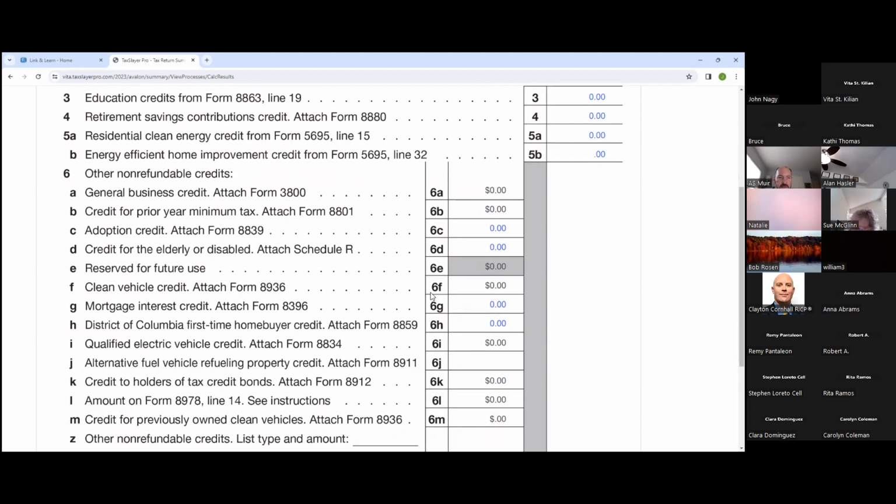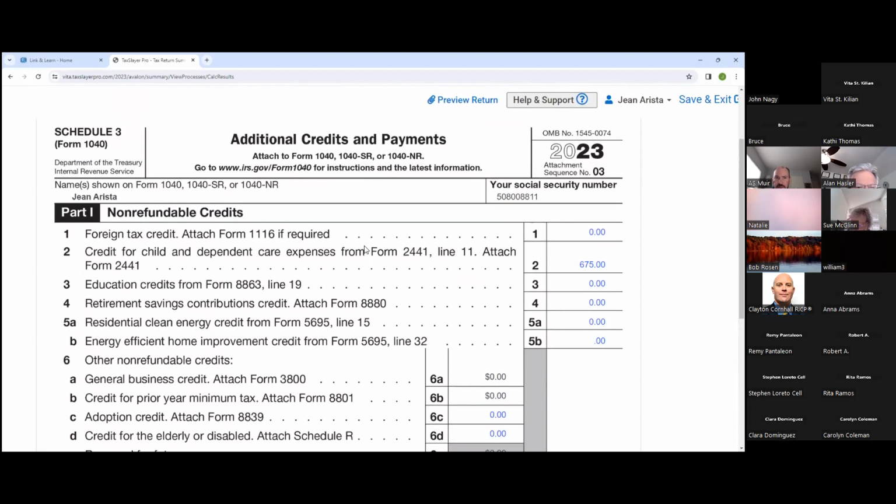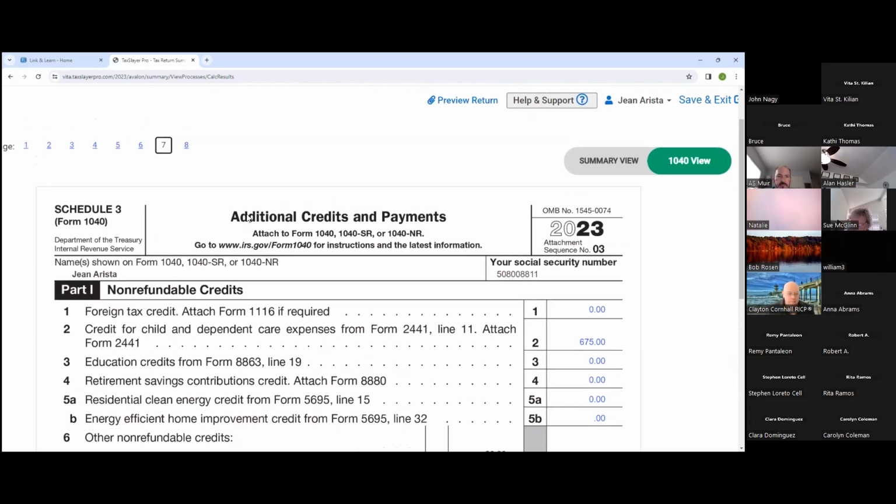Other things, the credit for elderly and disabled, I think I've seen this maybe 3 or 4 times in the last 35 years. So it does exist, but typically you're not going to see that in the VITA program. So again, these are non-refundable credits, which are defined as the dollar for dollar reduction of the tax.